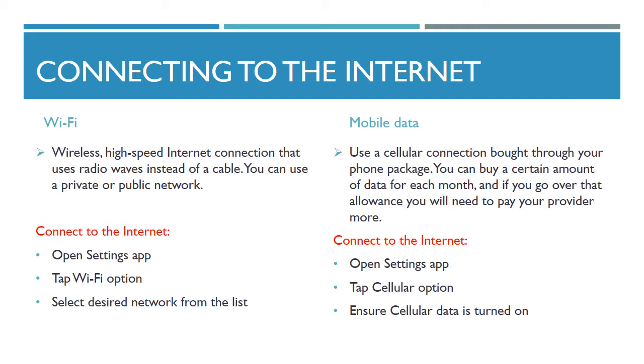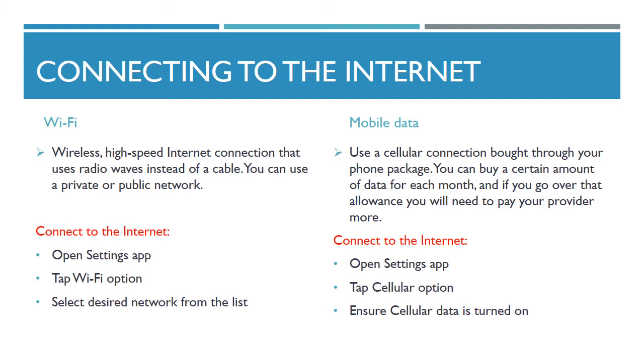Mobile devices connect to the internet in 2 ways, through Wi-Fi or mobile data. Wi-Fi is a wireless high-speed connection that uses radio waves, and you can either use a public or private network. To connect through Wi-Fi, you open your settings, tap on the Wi-Fi option, and choose from a list of available networks. If you have previously joined a network, your device will automatically try to join it again as soon as you are within range.